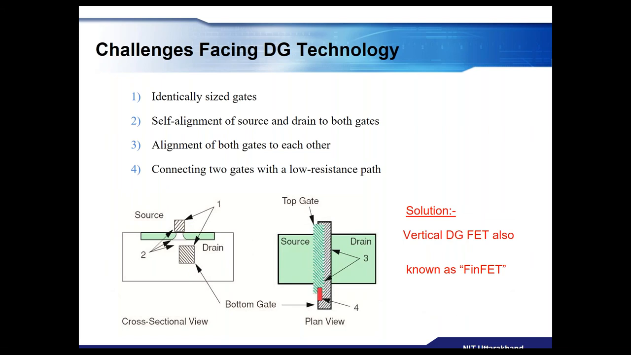And what challenge is the double gate facing? There is a misalignment with respect to the front gate and the back gate, and this misalignment will again change the properties to asymmetric. This is the main issue facing double gate devices.